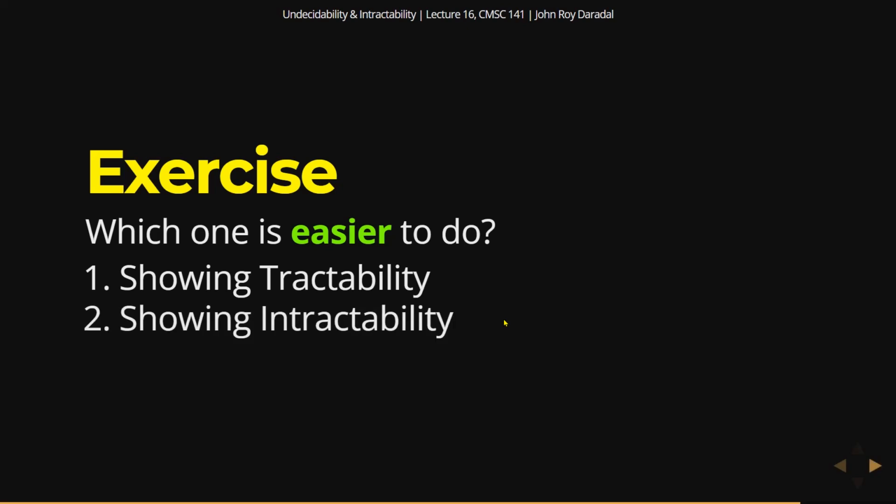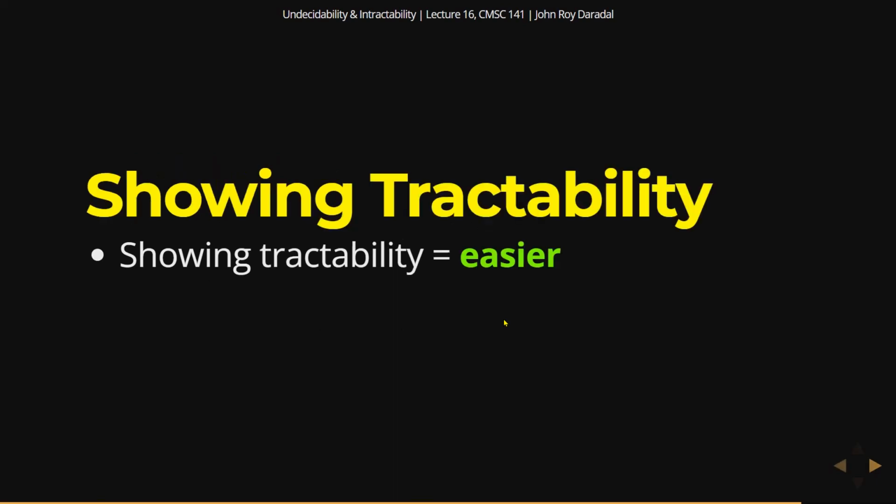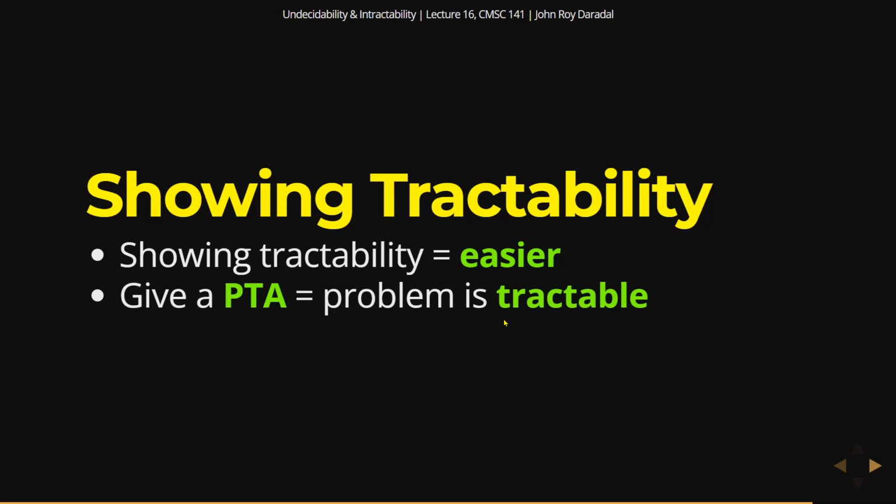Which one do you think is easier to do? First one or the second one? Well, it's easier to show tractability. Why is that? Because to show that the problem is tractable, you only need to show one polynomial time algorithm and automatically the problem is tractable already. Right? Now, the hard part is actually finding that polynomial time algorithm.